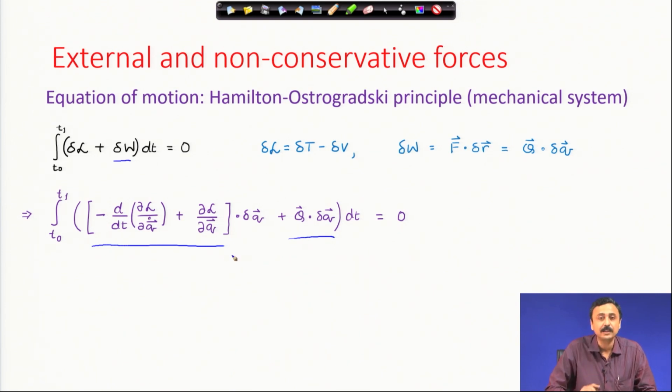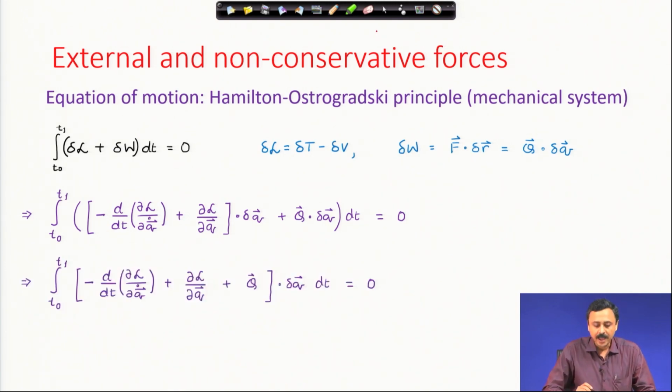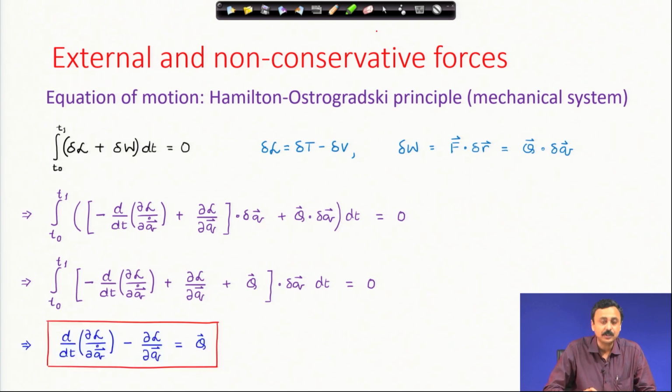Finally, the first bracketed quantity comes, which we have discussed before. The only new thing is this delta W contribution. Now, I am going to pull out delta q and say that delta q, the variation of the generalized coordinates, is arbitrary. Therefore, I must have this as the equation of motion. The new term here is the generalized force on the right hand side. The structure of Lagrange's equation remains the same, the only new thing is the generalized force.